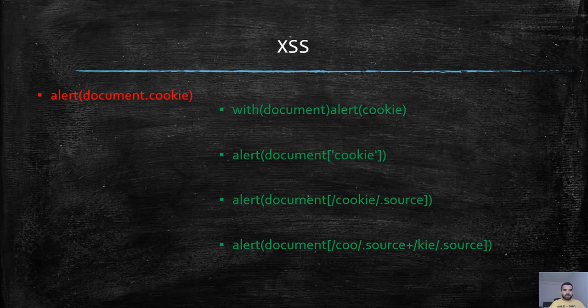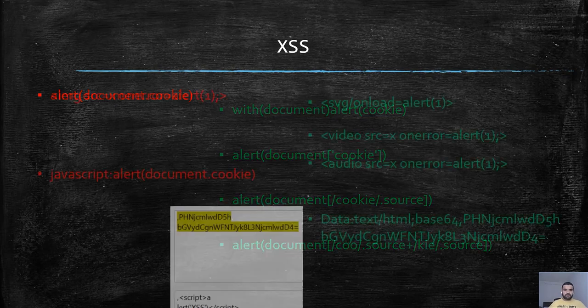The next thing you can do is alert, but use cookie inside the square brackets. You can also use the same variant we saw in the previous slide, so here you can do slash cookie dot source. And the last one is very interesting, because you can break the cookie into two parts and then use the source to still reflect the same thing. So these are some other payloads you can use to grab the session cookie or cookie value.